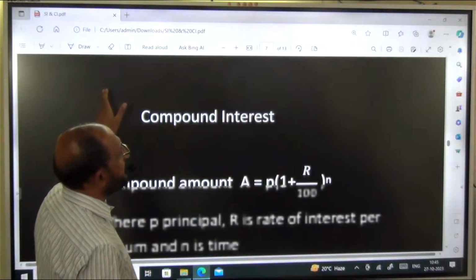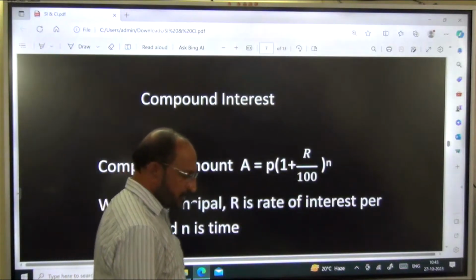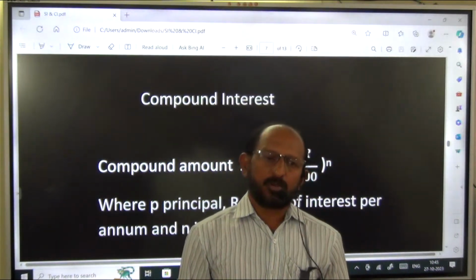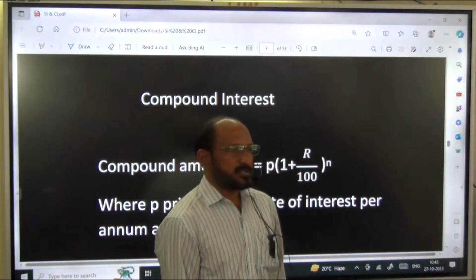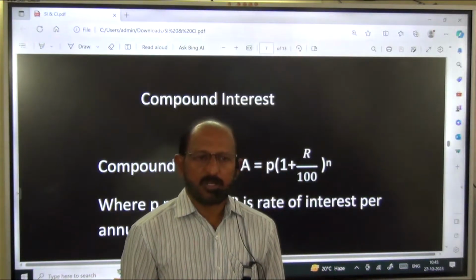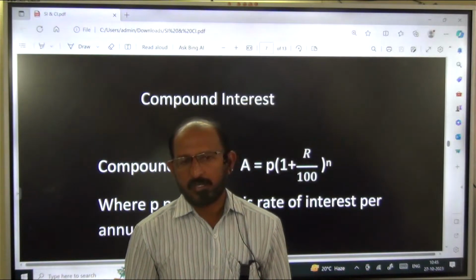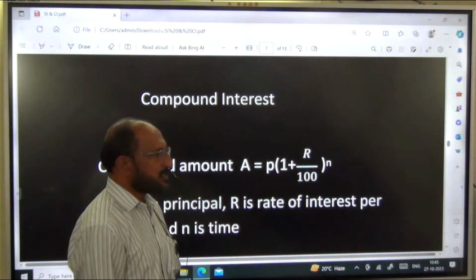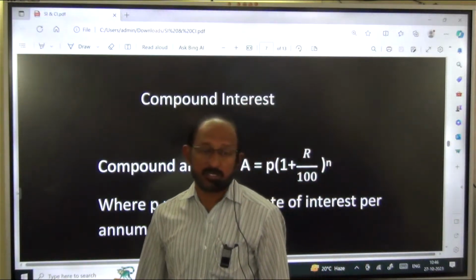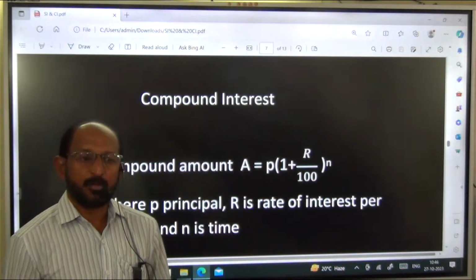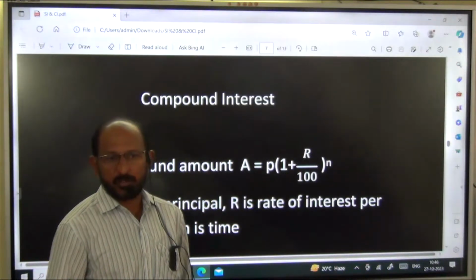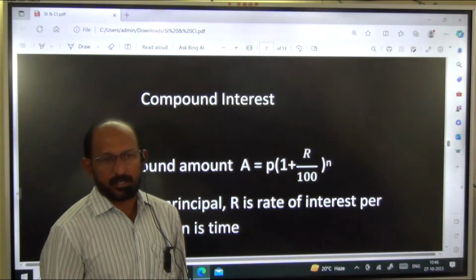Okay, that was simple interest. See here, we have to find the difference between simple interest and compound interest. Everyone knows that simple interest always produces the same amount every year, but not compound interest. In compound interest, every time the principal changes, but in simple interest there is no change in the principal amount. In compound interest, every time the old principal goes and a new principal enters.